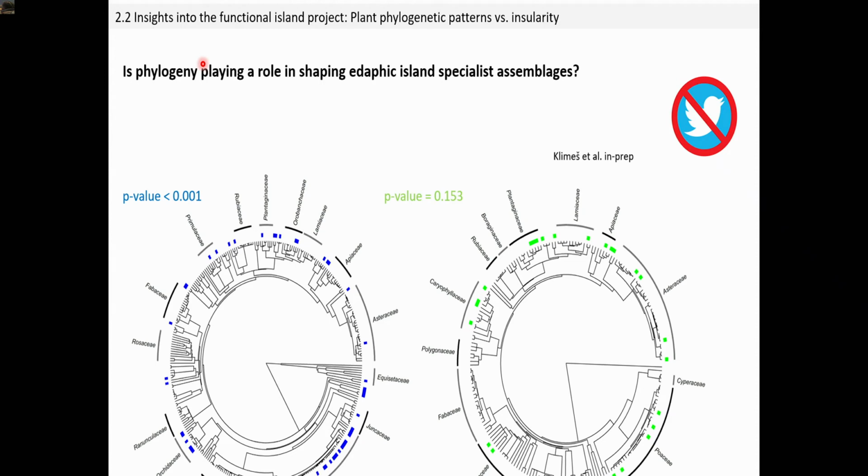So here there is the phylogenetic tree, showing that the fan specialists are very much clustered towards a bunch of families, most importantly Cyperaceae and Juncaceae. Whereas for outcrop specialists, it's pretty much all over the place. And this is, of course, confirmed by the test. Again, I'm not presenting much of the methodology, but I'm happy to answer questions eventually. So, as I said, are they structured? Yes, they are structured for fans, but nothing happening for outcrops.